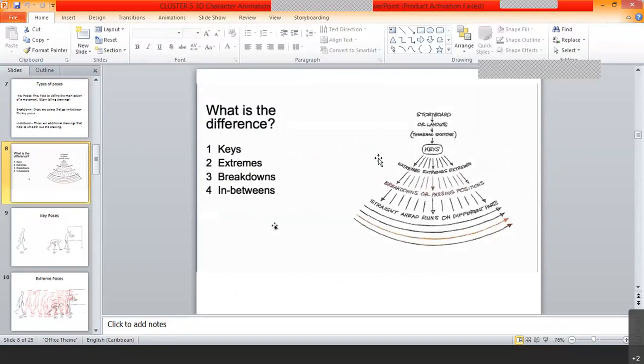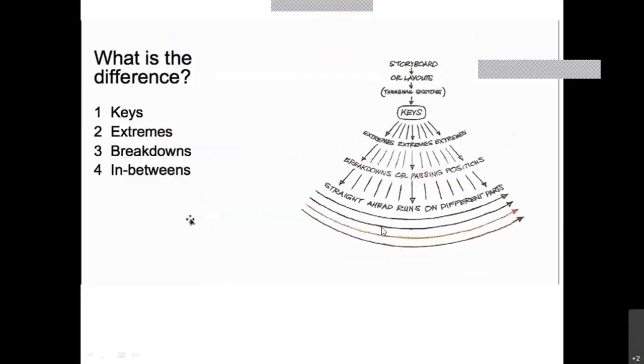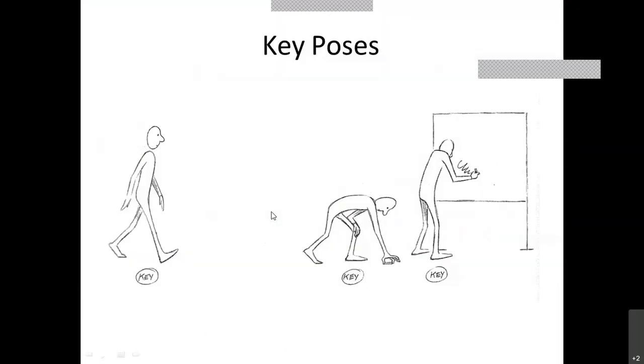This is just like a workflow showing the different stages, starting off with the storyboards. Your storyboards would contain your key poses and your extremes and your breakdowns, also known as passing positions. Then you have your in-between, your straight ahead runs on different parts. So it's like a step going down. Like you have 1, 2, 3, 4. Down here would be your in-between. It was just an animation.